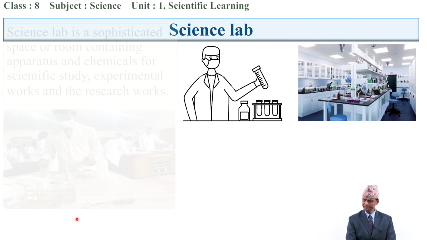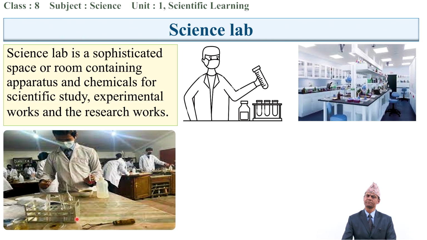So we have discussed these questions. Students, we have already discussed what a science lab is. Let's revise it. Yes, a science lab is a sophisticated space. Sophisticated spaces are rooms containing apparatus and chemicals for scientific study, experimental work, and research work. Remember, in the science lab, what do we do? We do experiments. We do research work. We study any scientific fact, scientific lesson, scientific knowledge practically, isn't it?